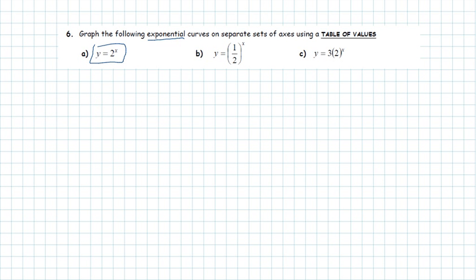So let's look at the values that we're going to pick for x. What do you think we're going to pick for x here? 0, 1, 2. We can't use 3. Okay. So y equals 2 to the power of 0.